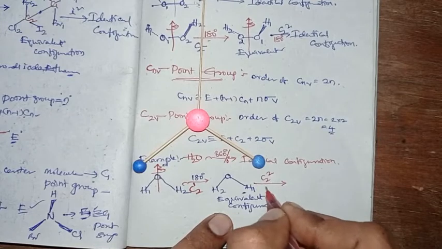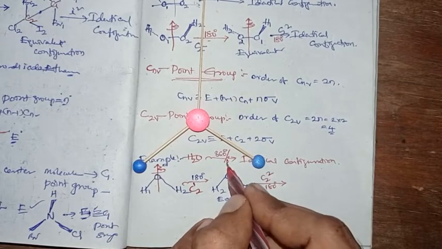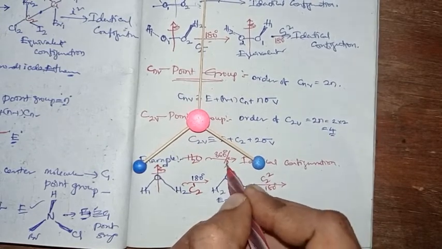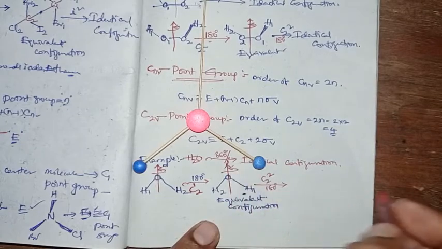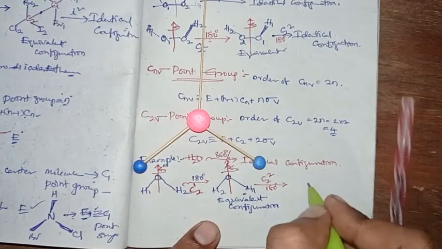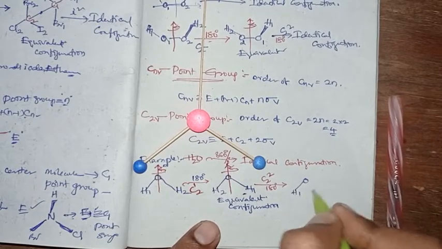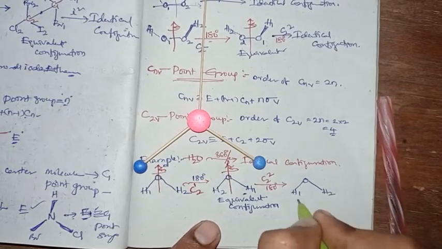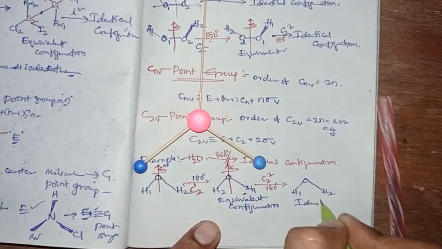When we do it a second time with the same orientation of the rotation axis, it gives you an identical configuration.